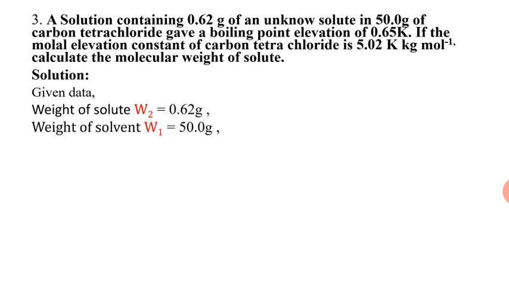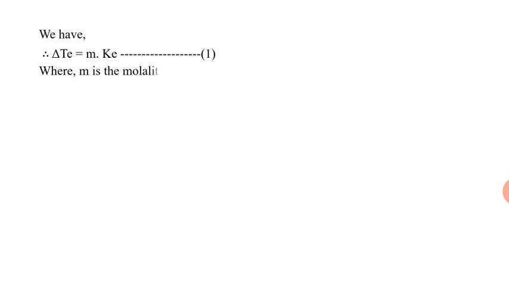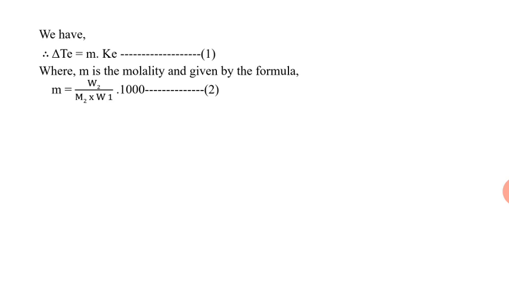Weight of solvent W1 is 50 gram. Elevation in boiling point is given, that is delta T is equal to 0.65. Again the value of Ke, the molar elevation constant, 5.03 kg per mole is given. We have to calculate M2, that is the molecular weight of solute. Thus again we have our equation, delta T is equal to Ke into M, where M is the molality and is given by the formula M is equal to W2 upon M2 into W1 into 1000, equation number 2.